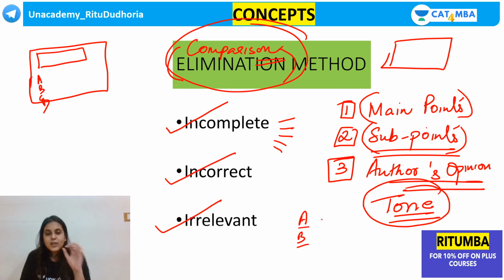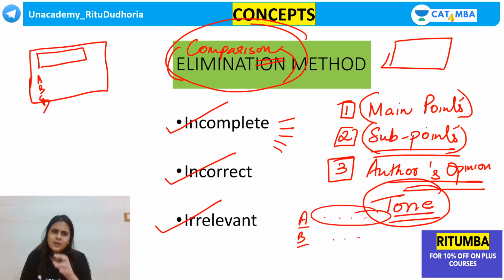So, there are two options. One option says smoking is injurious to health. Second option says smoking should be avoided for good health. So one says smoking is injurious to health, correct. The passage says that yes, one should not smoke if one wants to lead a healthy life, correct. So smoking is injurious to health. Second one says smoking should be avoided. Both look fair enough, but which one gives us the author's tone?